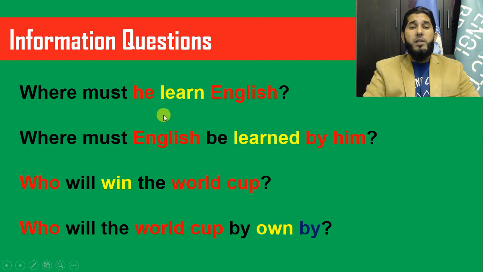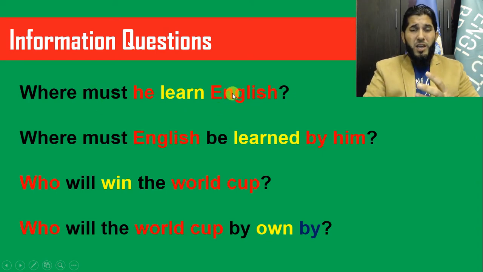Where must he learn English? Where must English be learned by him? Pretty easy. See, you bring the same WH question word where. You bring the same modal auxiliary must. But here the differences start, okay?